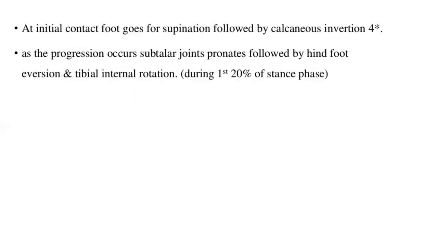At the initial contact, the foot goes into supination, followed by calcaneus inversion to 4 degrees. As the progression occurs, the subtalar joint pronates, followed by hindfoot eversion and tibial internal rotation during the first period, the first 20% of the stance.